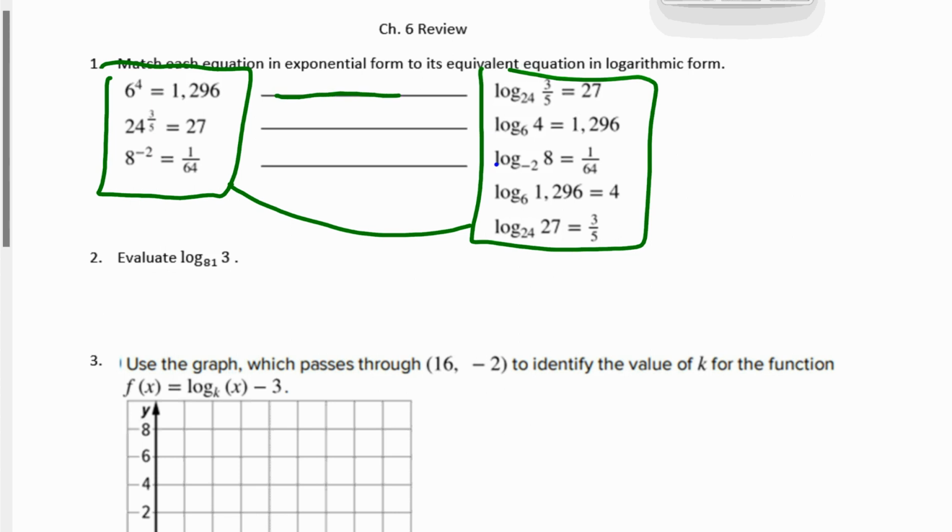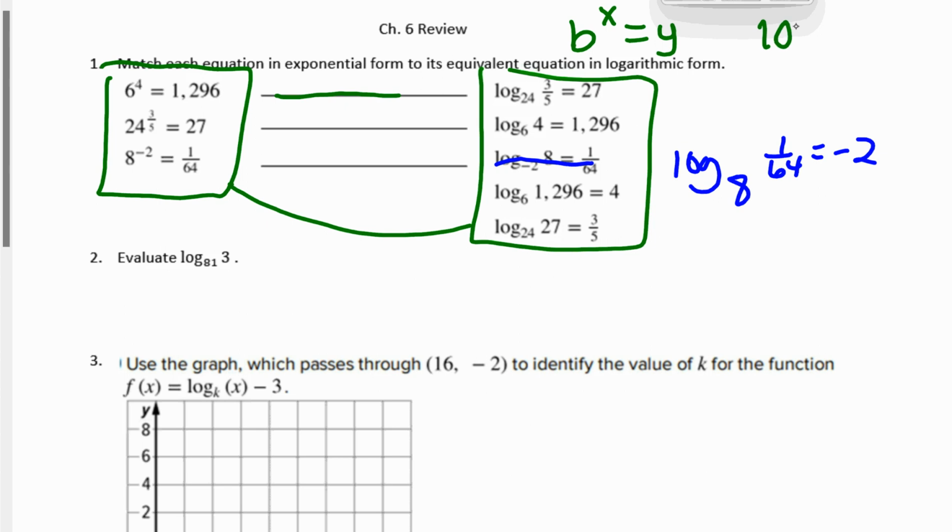Now, I believe this one is off. That one should be log base 8 of 1/64 equals -2. Okay, so when you switch forms, when you go from an exponential b raised to x equals y, the base stays the base as the log, so b stays b, and then whatever's on the same side is no longer on the same side.